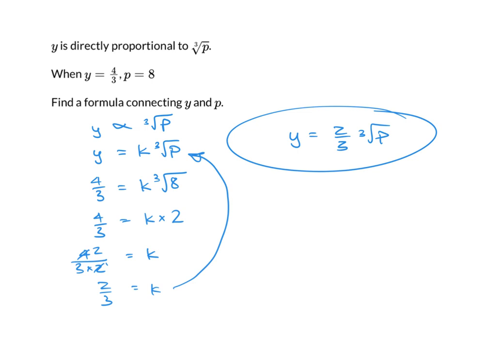So just to recap, what you do is you write your proportionality statement and the equation with a constant. You then substitute in values that you are given, solving it for k, our constant, put that back into this equation, and that gives you the formula connecting the two variables that are proportional to each other.